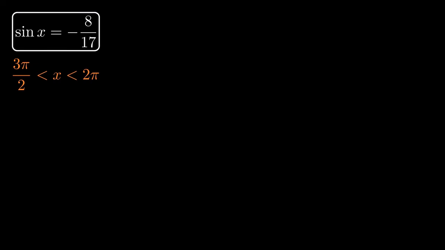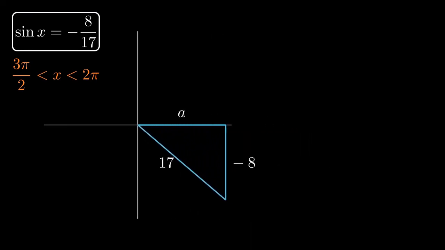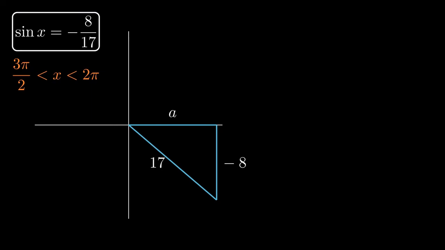Okay, here's where I want to draw a triangle. We can get everything we need. Everything about a triangle can be found out if you have just one trig ratio. All right, so here's the triangle. You see the opposite over the hypotenuse is negative 8 over 17. We have that unknown side. I'll call it A, but we can find that with Pythagoras.